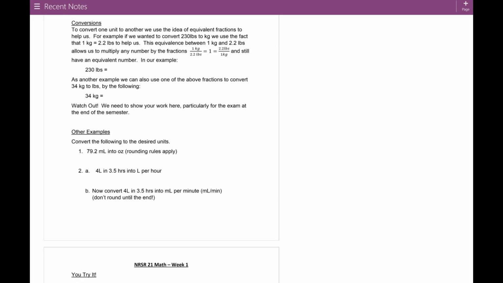So if I have 230 pounds and I want to convert it to kilograms, I write 230 pounds. And then I need to change pounds into kilograms. So 1 kilogram weighs the same as 2.2 pounds. And I'm dividing by 2 roughly, so I should get a smaller number. So I'm going to get 104.55 kilograms, but I should round to 104.6 kilograms by my rounding rules.